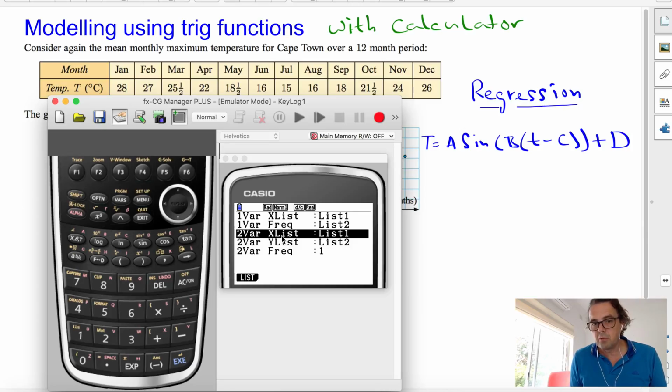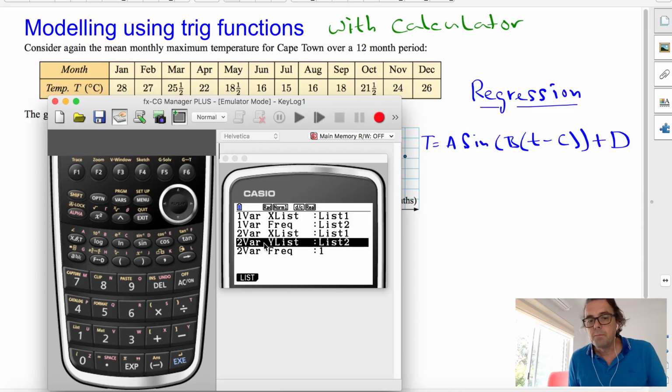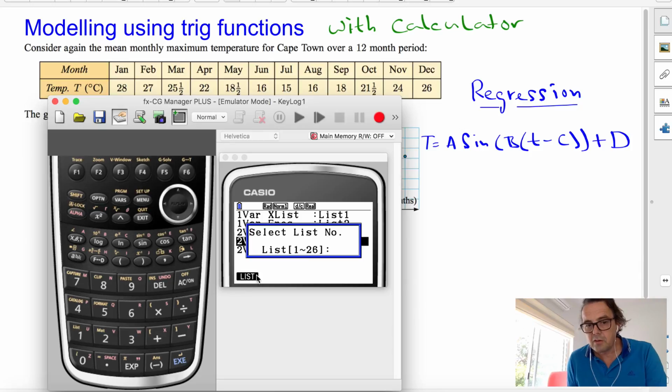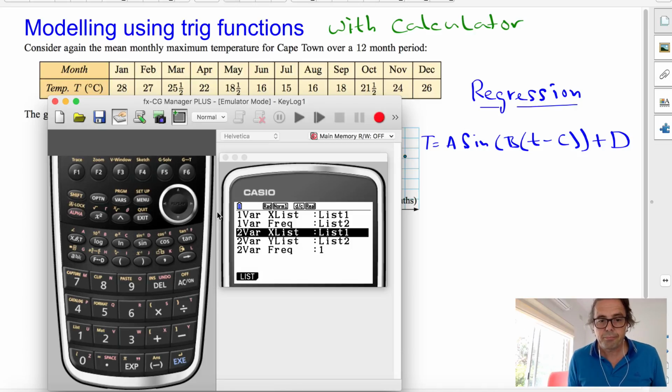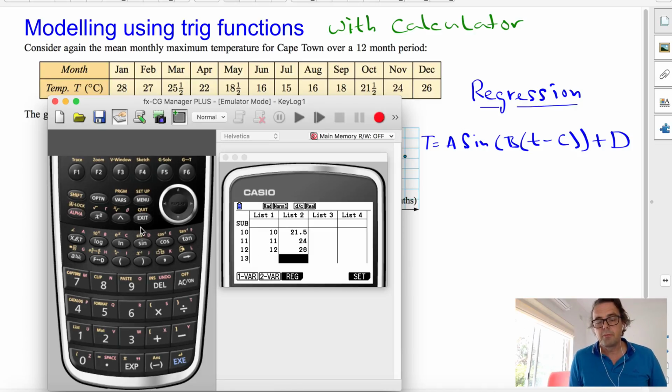The independent variable is the X list. It's in list 1, it says here. So that's great, that's good. Don't have to do anything. The dependent variable is the Y list, and it's in list 2. So that's great again. If you find that these things are wrong, then you just press list and you select the list where your data is. So remember to look at these 2 lines here for this particular problem. If everything is okay, you press exit, you go back.